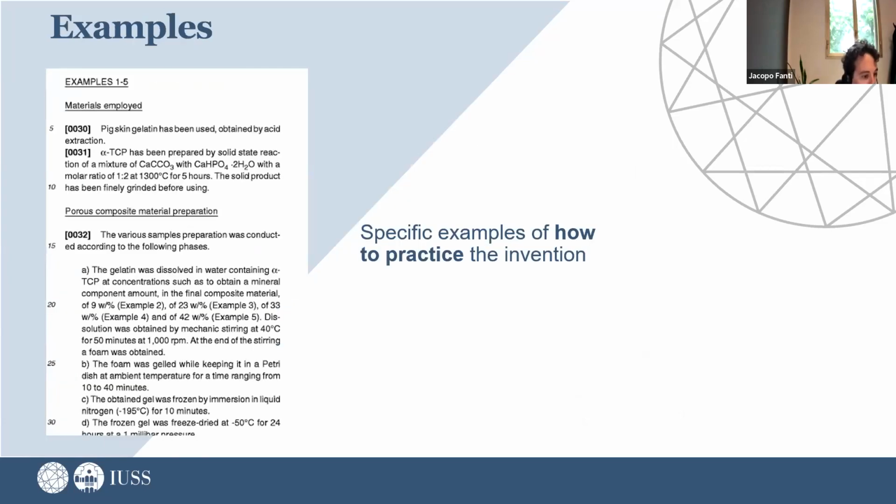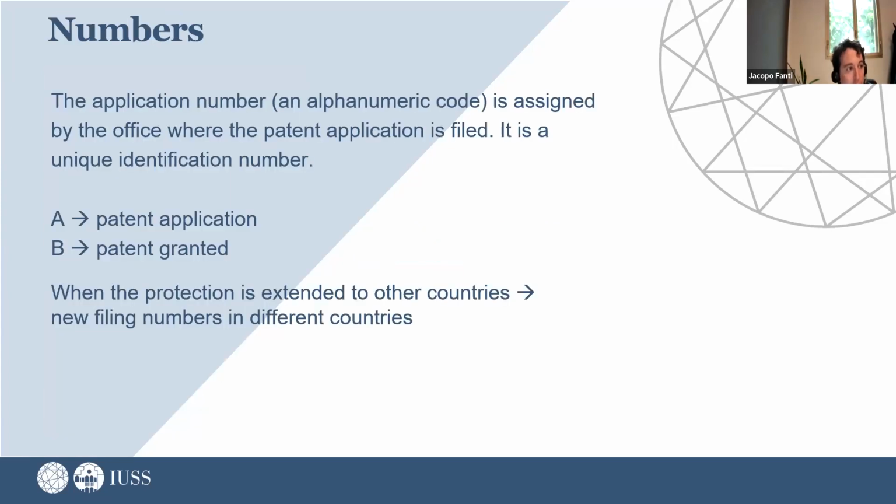Then we have the examples, specific examples of how to practice the invention. Also in this case, examples are very important because other people can replicate these examples, and they can have an idea of what you developed, and building on that, we can provide progress to society because we can build on already available information, already available knowledge.